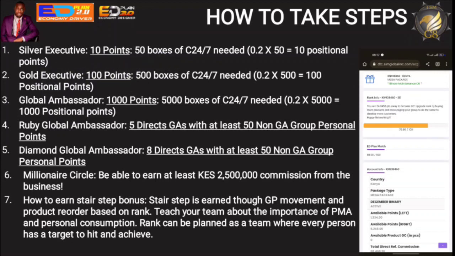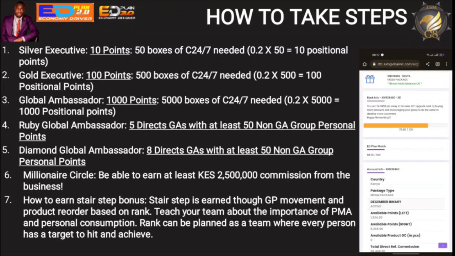For you to become a gold executive, you need 100 points, and that simply means you need to have moved 500 boxes of C24/7. So if you have already become a silver executive and you want to move to gold executive, you need a remaining 450 boxes. Okay, global ambassador, you need 1,000 boxes. So if you have already become a gold executive and you need to become a global ambassador, you need to move another 500 boxes of C24/7. So that is how it goes.